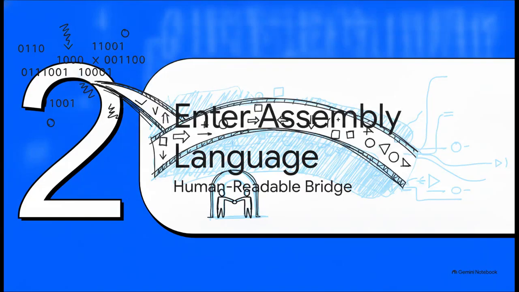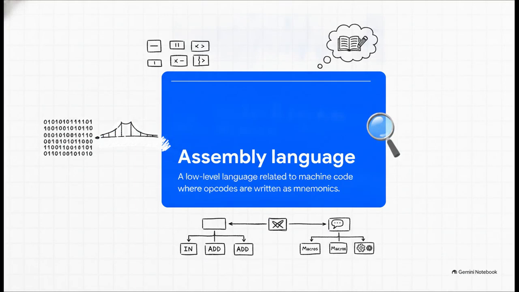Moving right along to part 2, enter assembly language, the human-readable bridge. To save us from the absolute headache of typing pure binary, assembly language acts as our brilliant workaround. It's a low-level language related to machine code, but instead of binary, opcodes are written out as mnemonics, basically symbolic abbreviations. Instead of memorizing unreadable strings of ones and zeros, programmers get this human-readable bridge.